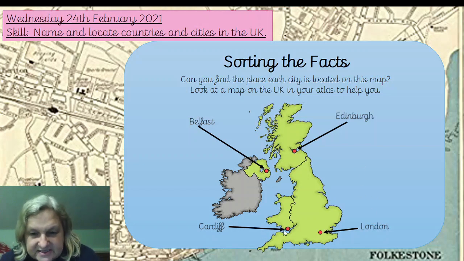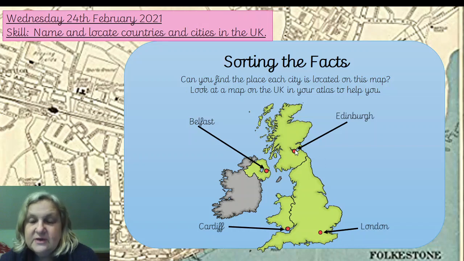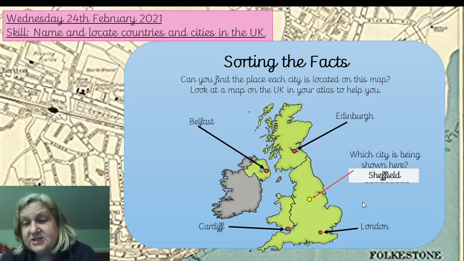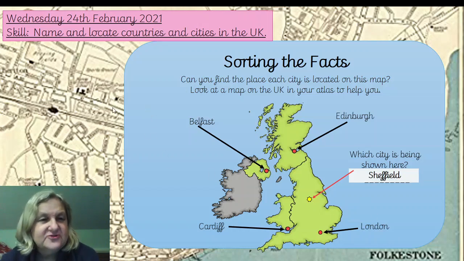So these indents are called estuaries, and you get rivers coming through, going out to sea, and they're tidal, so they go in and out with the tide. And Edinburgh is on an estuary, so is Belfast, and Cardiff too, and London. Okay. Which city is being shown here? I had to look this one up actually, and it's very central. Are you ready? It's Sheffield. Okay, it's very central in the middle of the country.